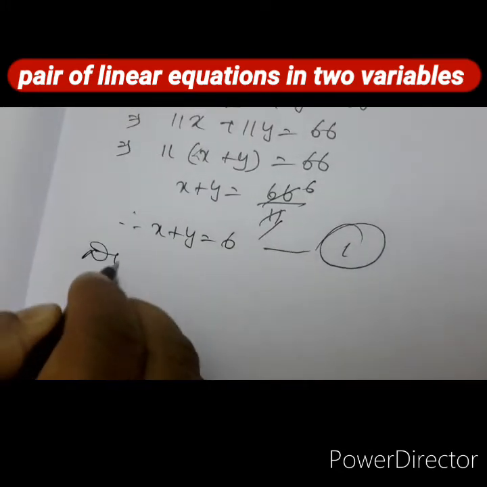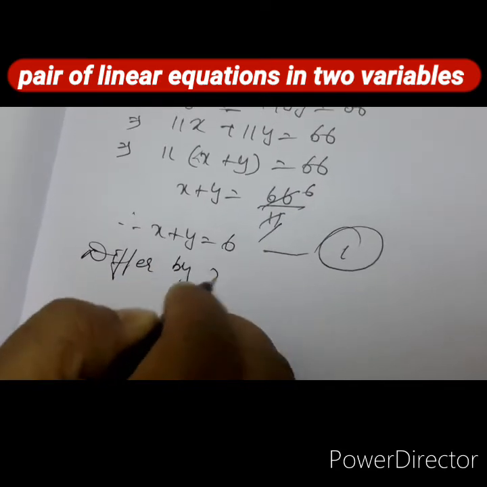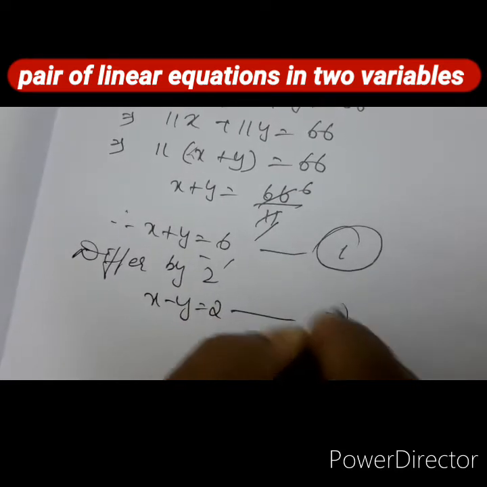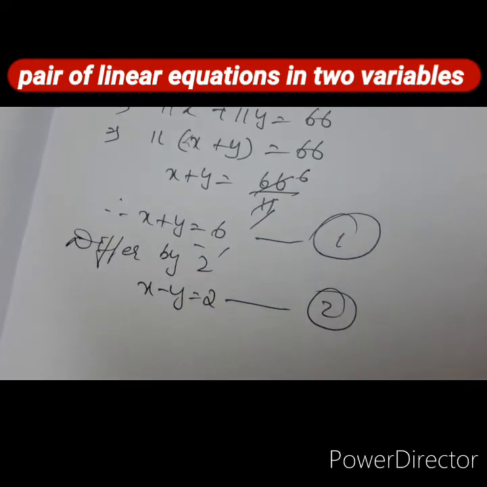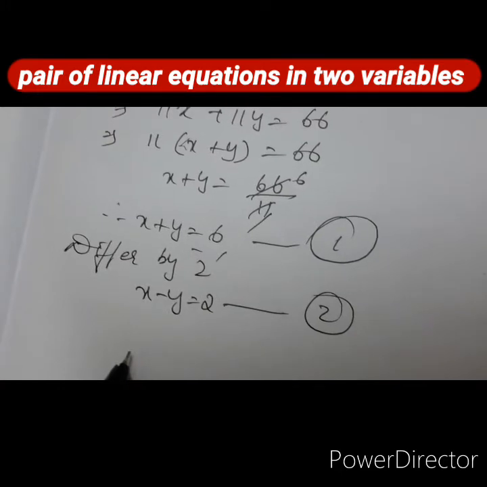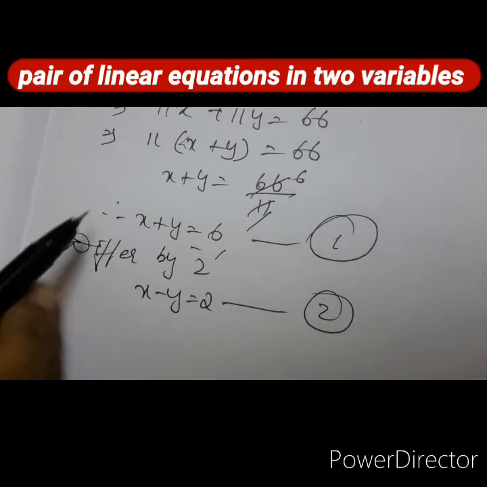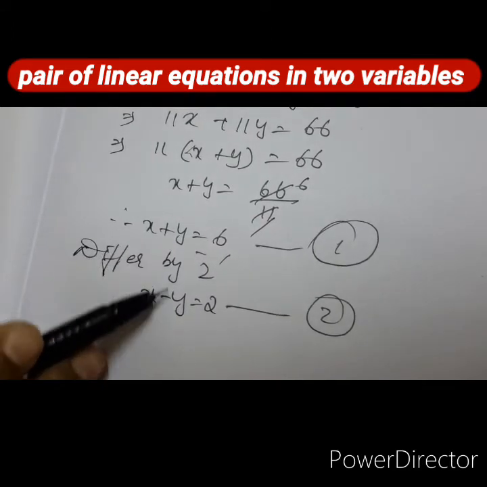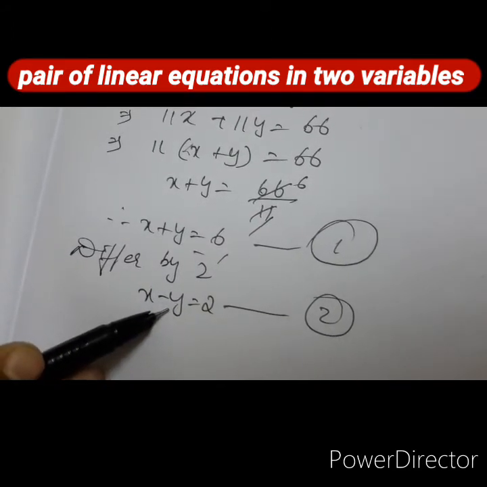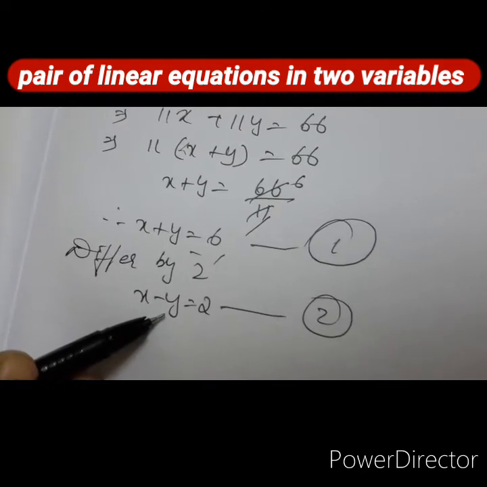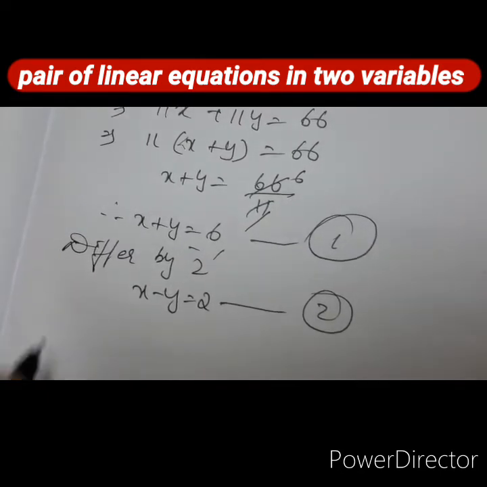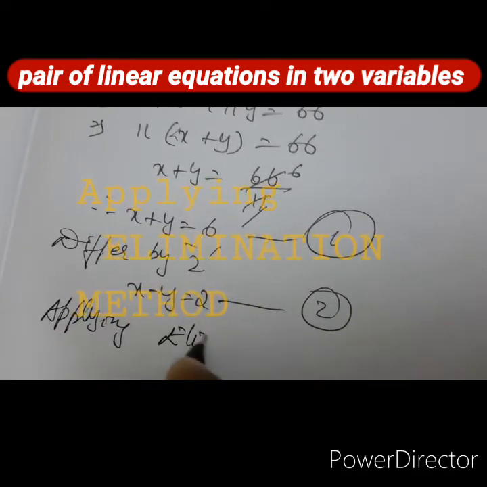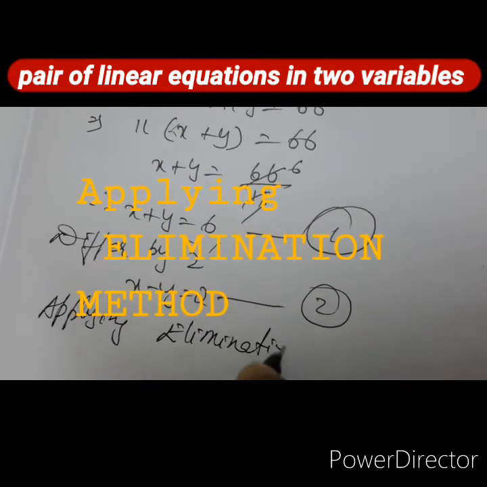Now, from the condition, the digits differ by 2. Differ means minus. x minus y equals 2. Fine. Now I am using the elimination method. Eliminate means cancel. You can observe in equation 1 plus y, in equation 2 minus y. If you go with the elimination method, it is very simple and easy. You can go with the substitution also, but we will apply the elimination method here.